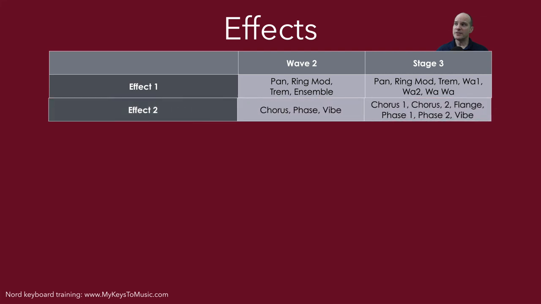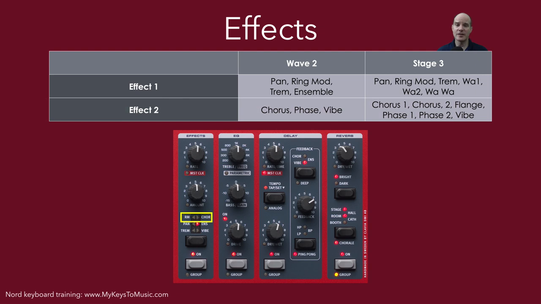Now, the Wave 2 does not have an effect section 2, but I put it in this column so that I could compare apples to apples as much as possible. The Wave 2 does have a chorus effect, a phase effect, and a vibe effect. Please note that if you're looking online at pictures of the effect section of the Wave 2, you won't actually see the word phase. It's an OS update that they added. Phase is actually when two of these lights are illuminated here. That becomes the phase. So it's not labeled as such, but it is an included effect.